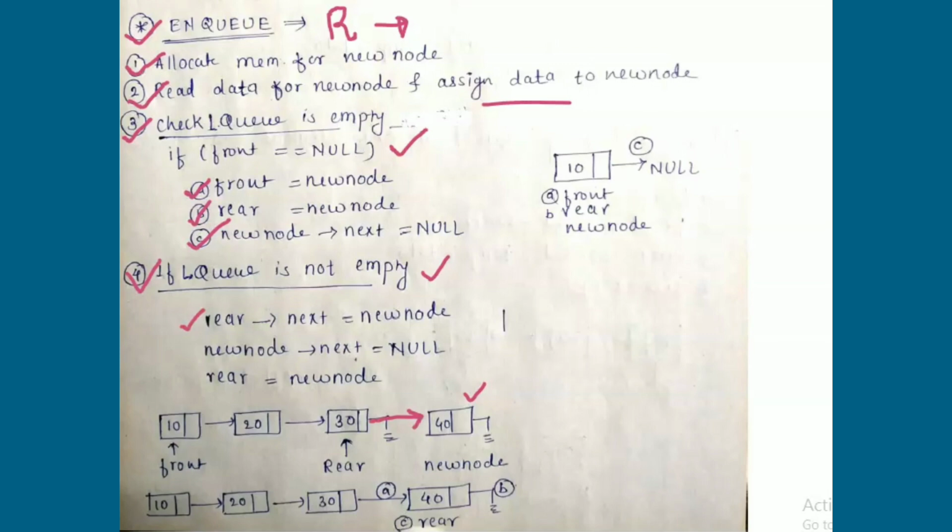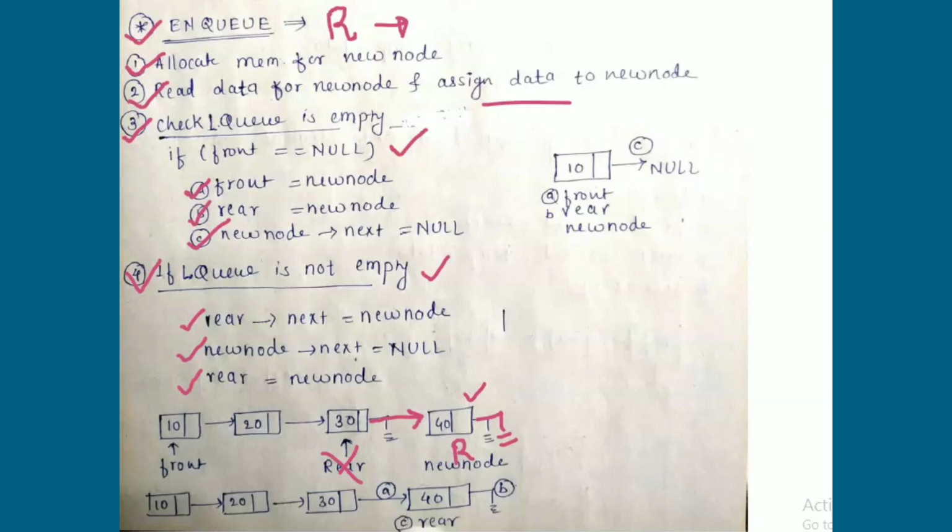After adding this 40 into the queue, its next we need to set to null because it is the last element of our queue. For that reason, the statement new node next equal to null is given. After adding the new node at the rear end, this new node becomes the new rear for our queue. So in that case, we will update the rear with the help of the new node. This is a simple way to perform the enqueue operation in case of your linear queue.